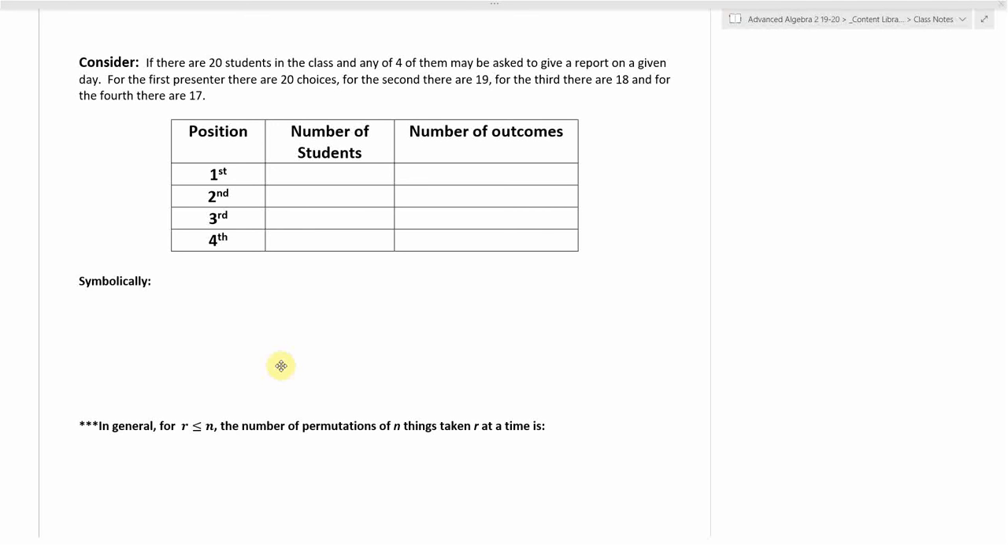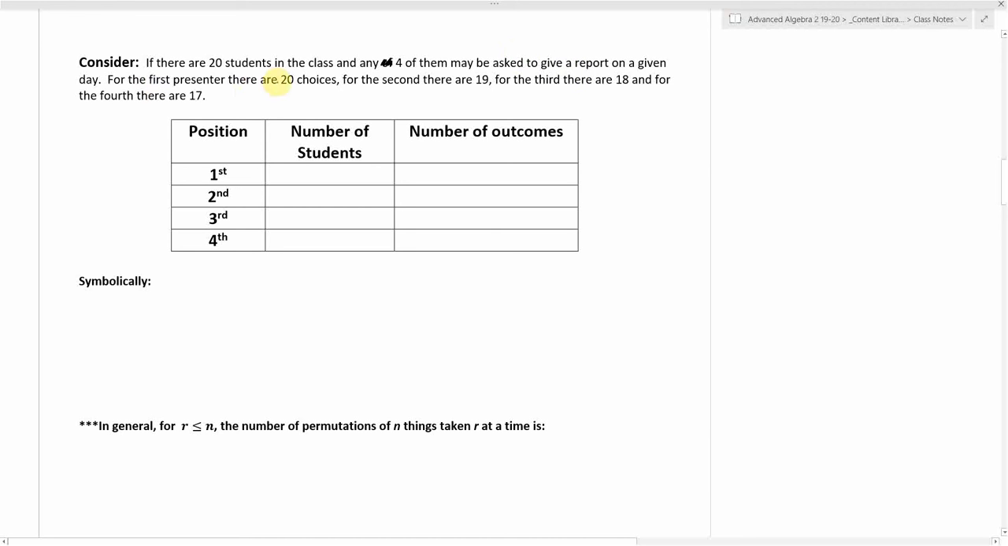So now that we know what permutations are, in the last video we saw how to do permutations if we are going to arrange everybody in the group or all the objects in the group. In this video, let's look at what happens if we only take some of the objects. So consider if there are 20 students in the class and any four of them may be asked to give a report on a given day.